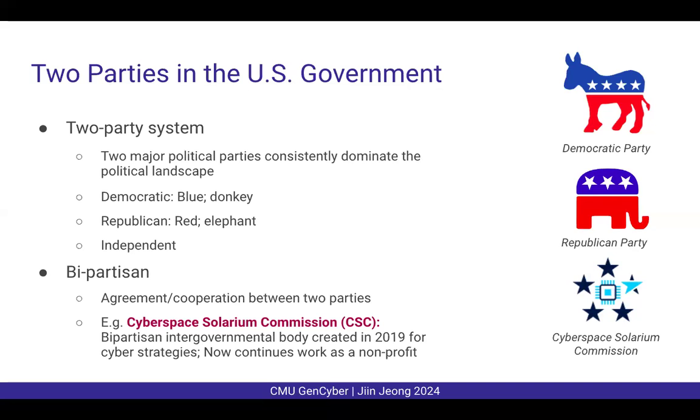There's also a concept called bipartisan, which is an agreement or cooperation between two parties. And the reason we talk about bipartisan is that bipartisan actions and agreements are really necessary when it comes to cyberspace. For example, we see there being a Cyberspace Solarium Commission, or the CSC, which was a bipartisan intergovernmental body created in 2019 for cyber strategies. Now it continues to work as a nonprofit, but this was an example of a bipartisan effort in cyberspace.